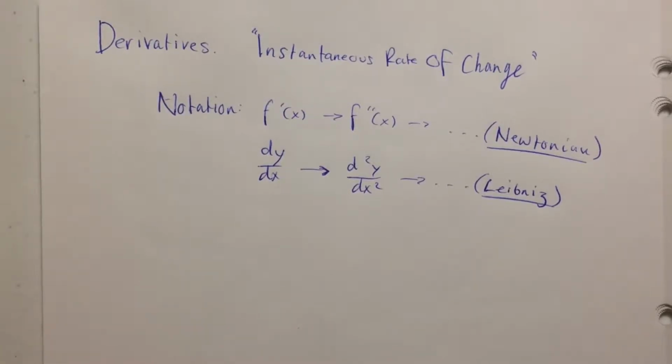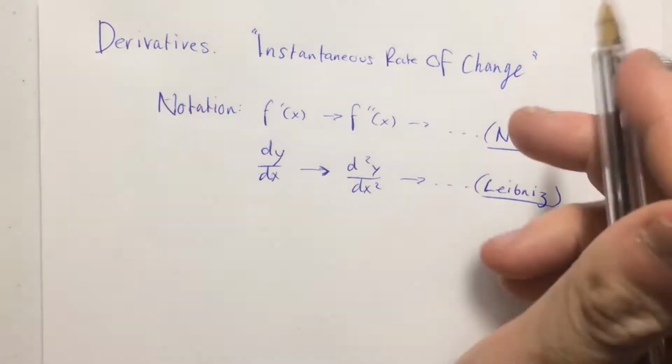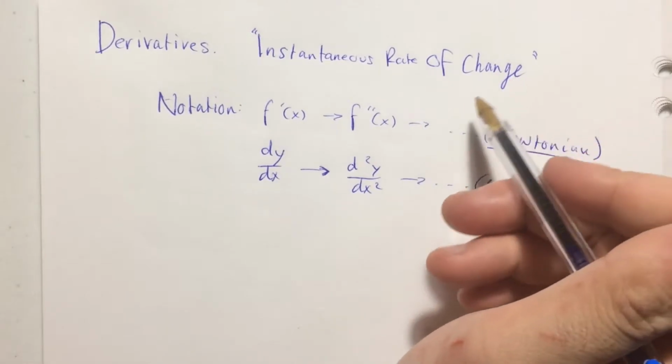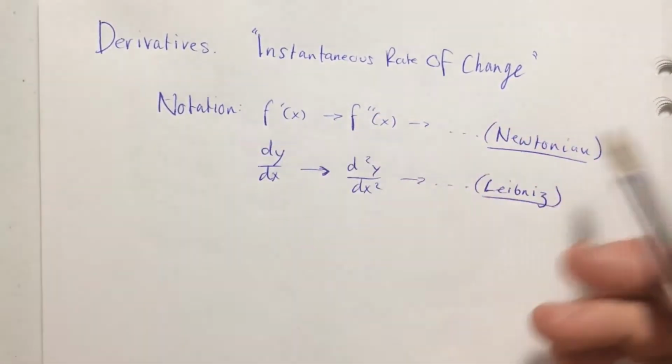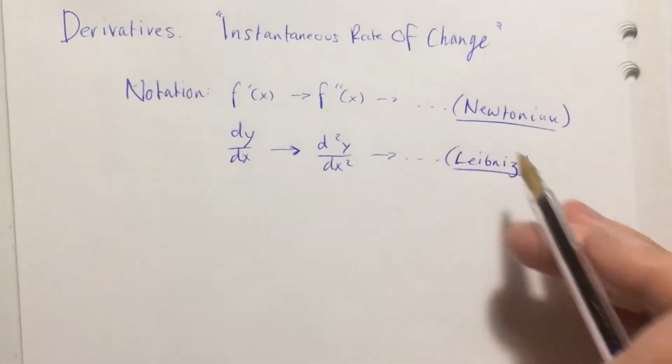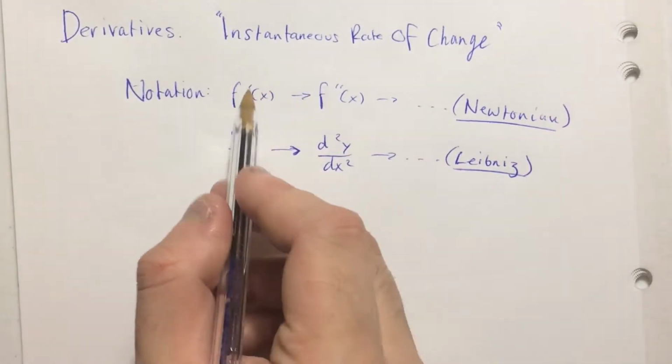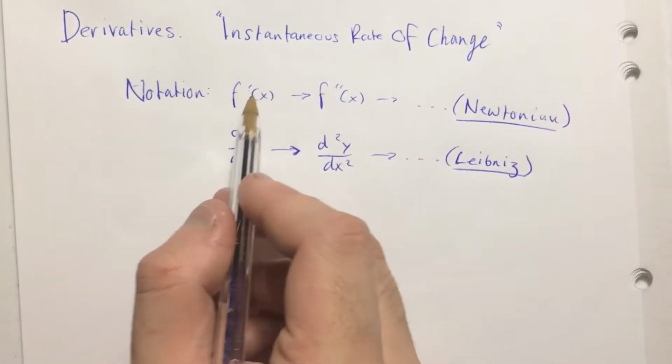This is my introductory video to derivatives, and a derivative is basically the instantaneous rate of change. And the notation for derivatives, there's two types of notation. It's f dash, you would read this f dash of x or f prime of x.